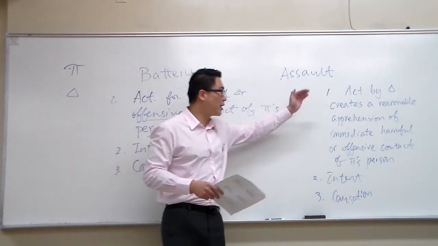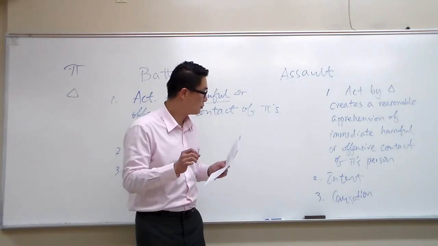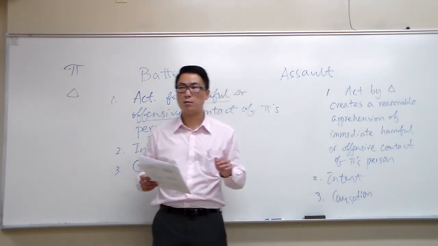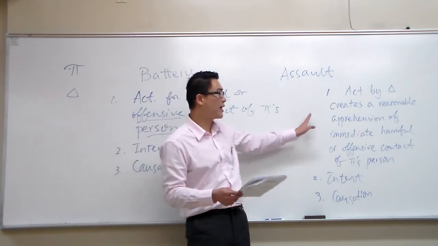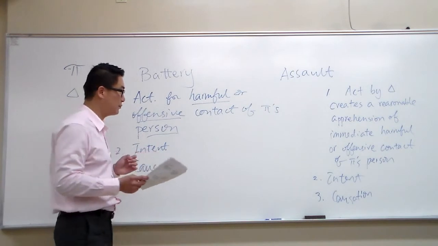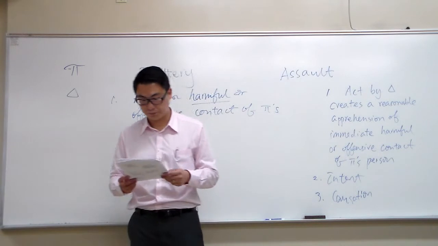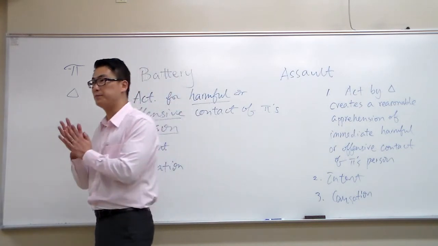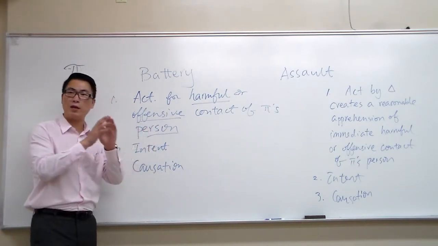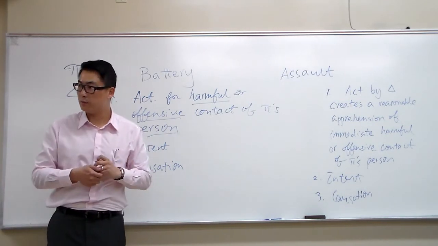Assault is an act by the defendant that creates a reasonable apprehension of an immediate harmful or offensive contact with the plaintiff's person. So the plaintiff has to have that apprehension. And of course, the defendant has to have the intent, and then causation. I have to point out that battery does not require apprehension.